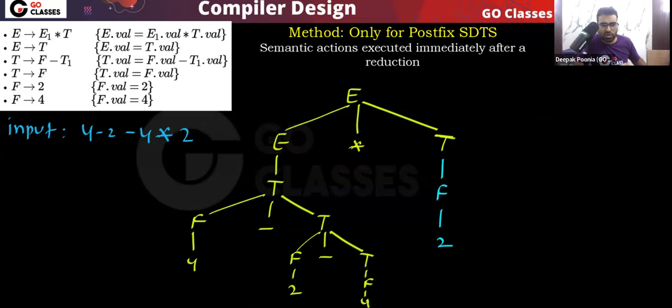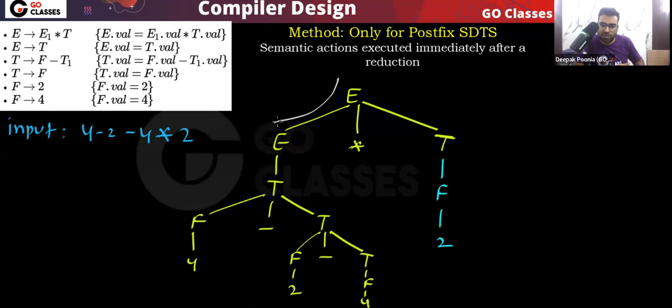So you can see we got our parse tree without semantic actions. So this is step number 1. Step number 1 is done. Now, after this, what we will do? We will traverse left to right depth first, and whenever there is a reduction, immediately after that reduction, we will perform the corresponding semantic action.